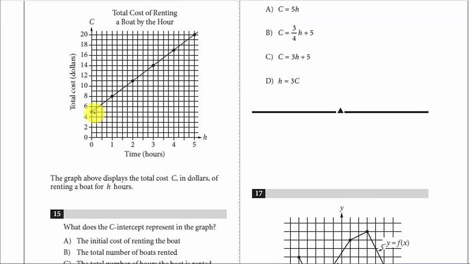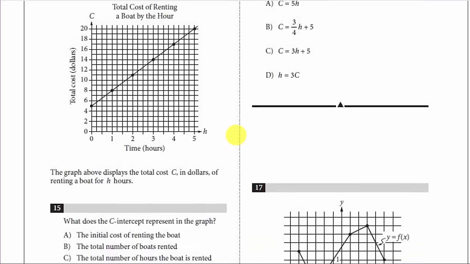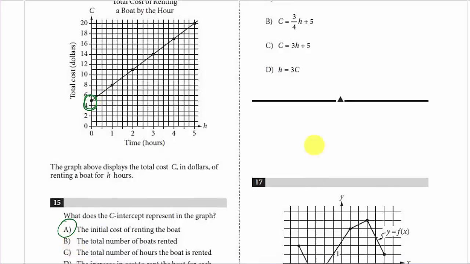The intercept, that's where it crosses this axis here. Well, you can see that. Whatever function this is, that would be in terms of H in this case. Well, no, the total cost. The C axis is the total cost. But H is hours, and when H is zero, that's the initial time. So that would be the initial cost. That's this value right here.